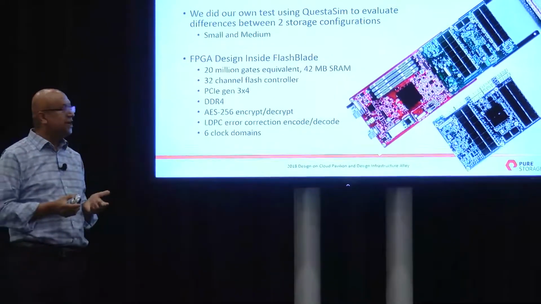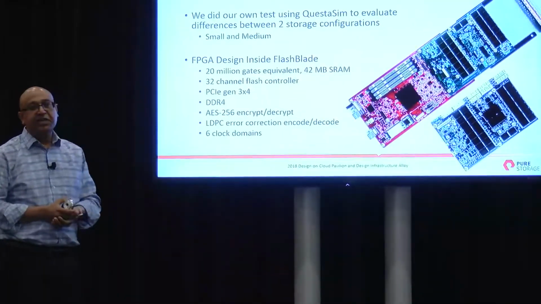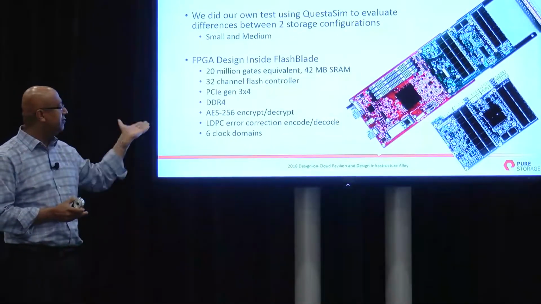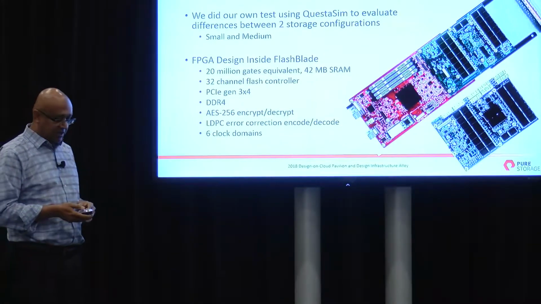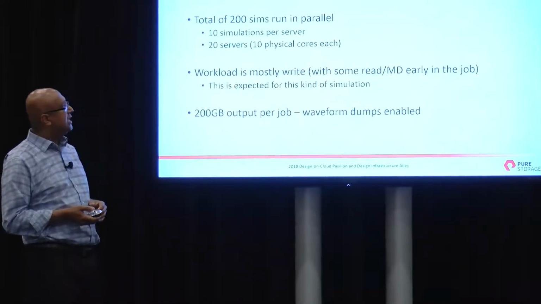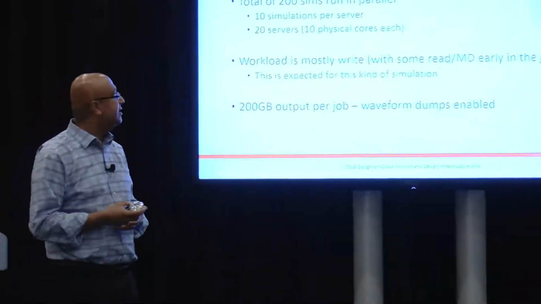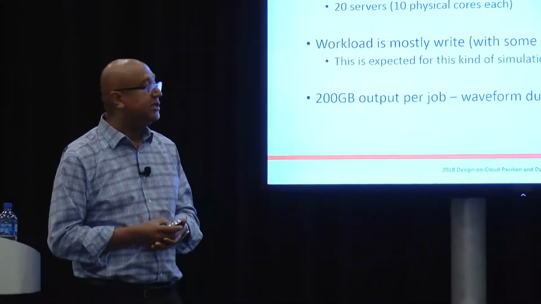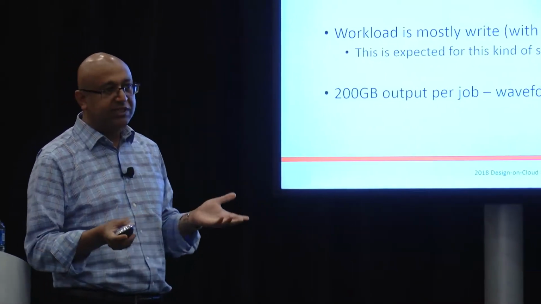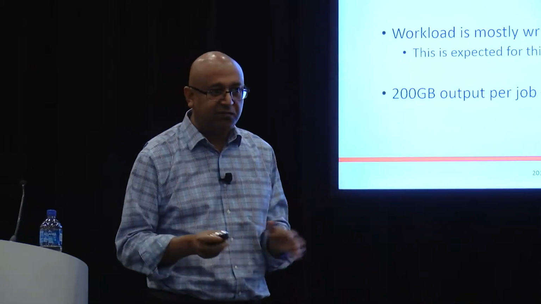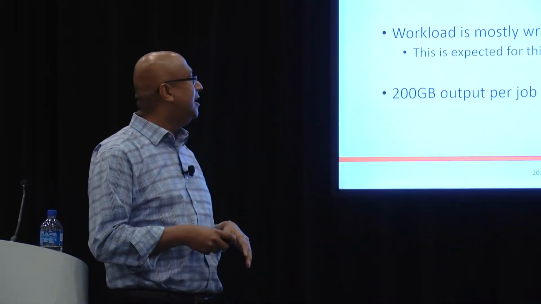It has a 32-channel flash controller, PCI Gen 3 4 lanes, DDR4 AES encryption, LDPC, and 6 clock domains. The environment in which we tested this was our own little grid. We ran 200 sims in parallel, 10 simulations per server, over 20 servers which had 10 physical cores each. So hyperthreading was turned off. Hyperthreading is bad for EDA.